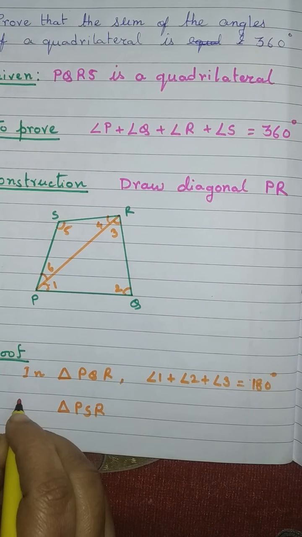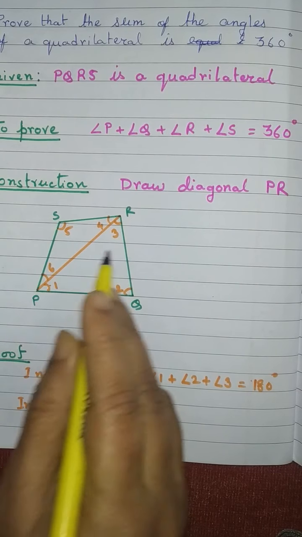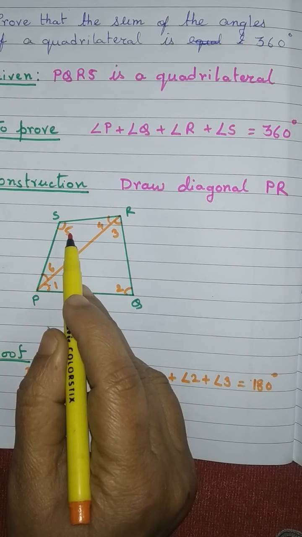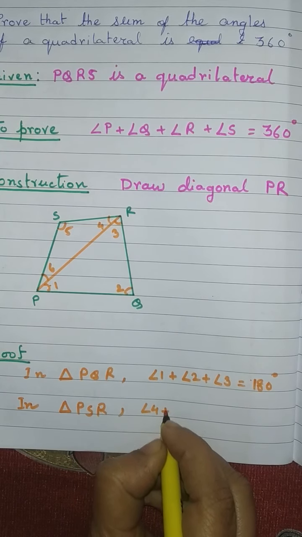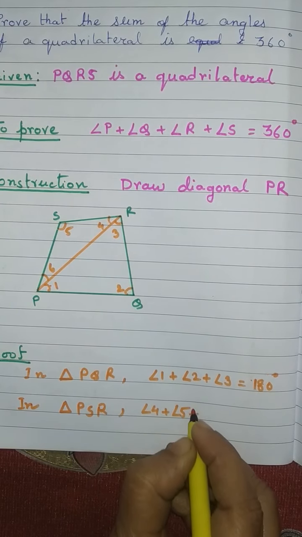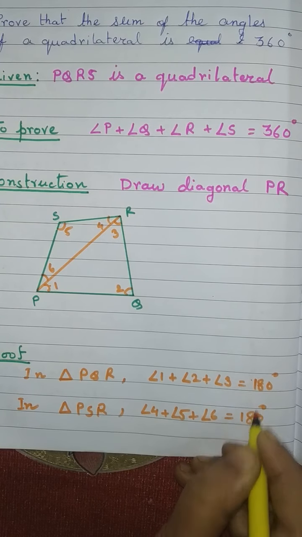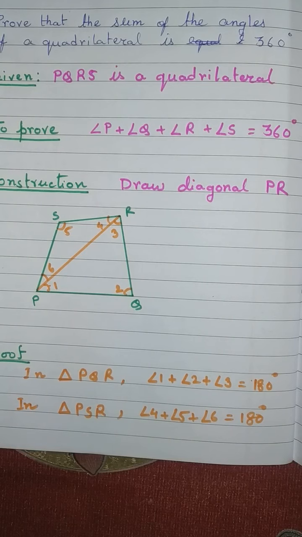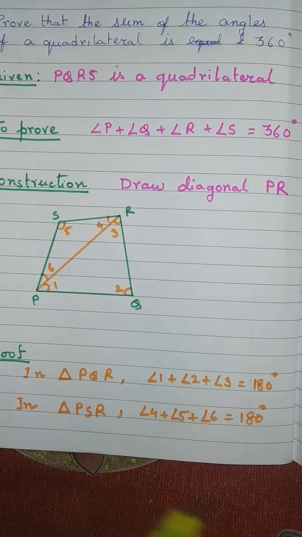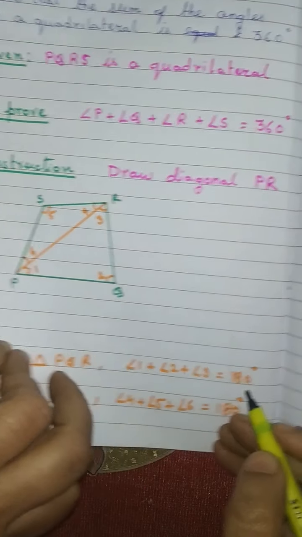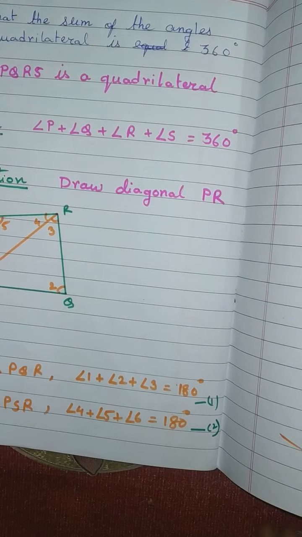Similarly, in triangle PSR, angle 4 plus 5 plus 6, that is equal to 180 degree. Now we name this as first equation, and the second one as second equation. This is first equation, this is second equation.